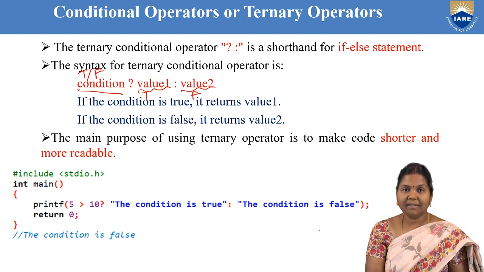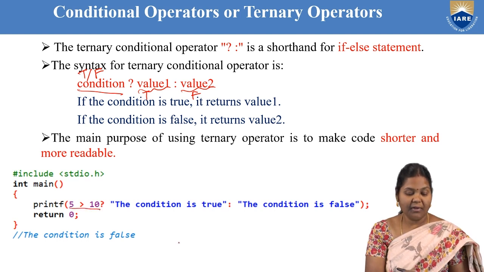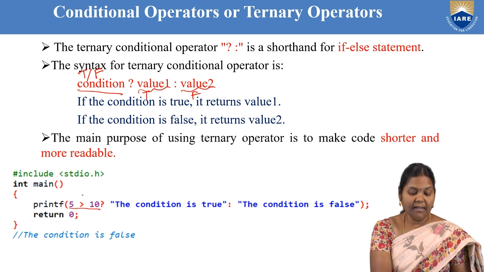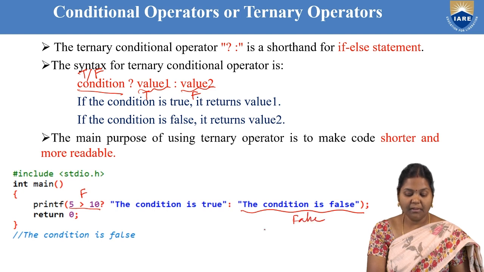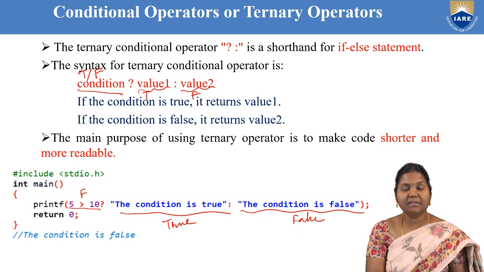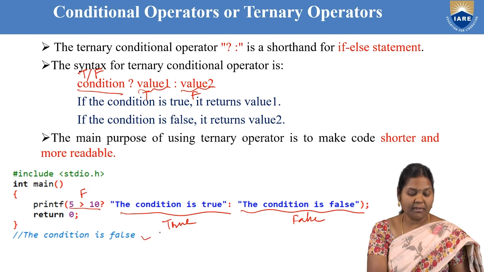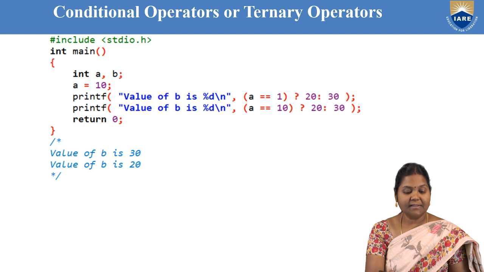Now, let us see this example. Suppose we are writing one condition in the printf statement, 5 is greater than 10, then the condition is false. If this condition is false, then it will come to the false part. This is your false part and this is your true part. So, in the false part, whatever statement is there, that is returned. The condition is false, so you will get the output, the condition is false.